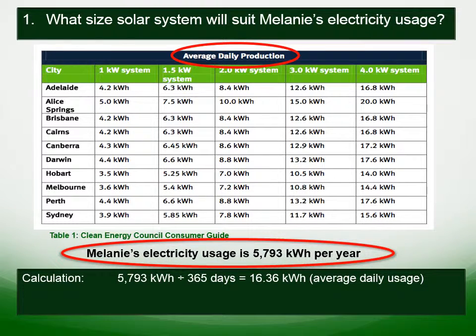So the calculation is Melanie's annual electricity usage of 5,793 divided by 360 days equals Melanie's average daily usage of 16.36 kilowatt hours. So based on her average daily consumption, we can now see that the 4 kilowatt system would best suit Melanie's current electricity usage.